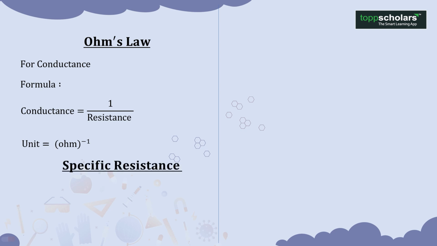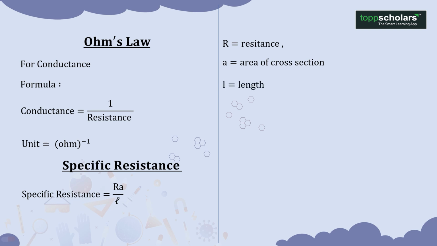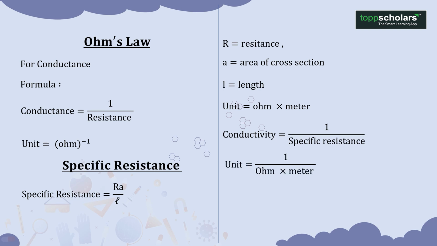Specific resistance. Specific resistance is equal to RA upon L. R is equal to resistance, A is equal to area of cross section, L is equal to length. Unit is equal to ohm into meter. Conductivity is equal to 1 upon specific resistance. Unit is equal to 1 upon ohm into meter.